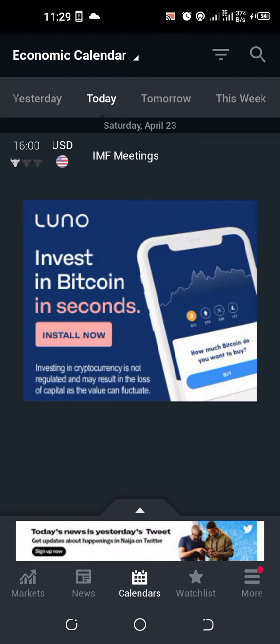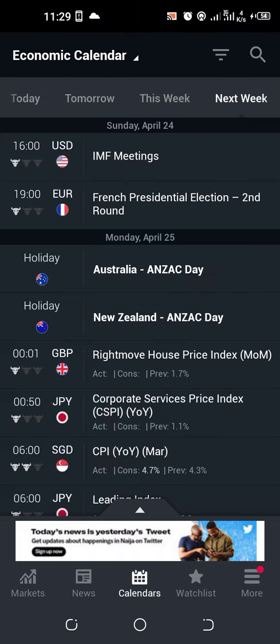So how do we make use of this? Once we are on a weekend, because today is Saturday, as you can see the date right there, Saturday April 23, what I want to do is scroll to next week. That is if you like to take notes of the economic events beforehand, prior to the new week. So you click on the next week option. This is the news for Sunday April 24, and we have Monday April 25.